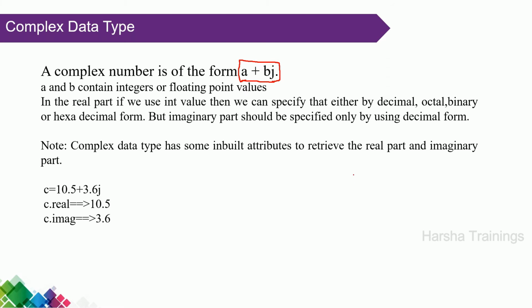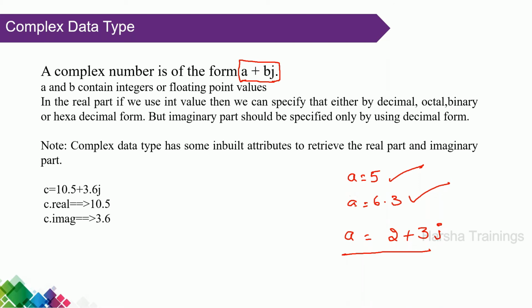For example, generally we write a is equal to 5. This is an integer number. a is equal to 6.3 is a float number. For example, a is equal to 2 plus 3j. Such a number is called a complex number.